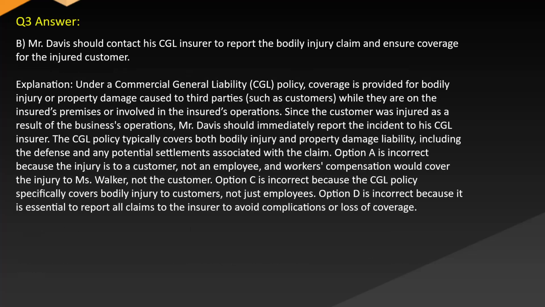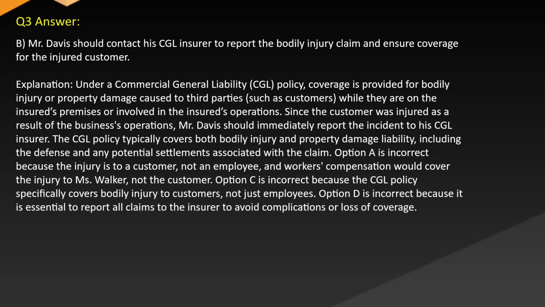Answer. B. Mr. Davis should contact his CGL insurer to report the bodily injury claim and ensure coverage for the injured customer. Explanation. Under a commercial general liability (CGL) policy, coverage is provided for bodily injury or property damage caused to third parties, such as customers, while they are on the insured's premises or involved in the insured's operations. Since the customer was injured as a result of the business's operations, Mr. Davis should immediately report the incident to his CGL insurer.